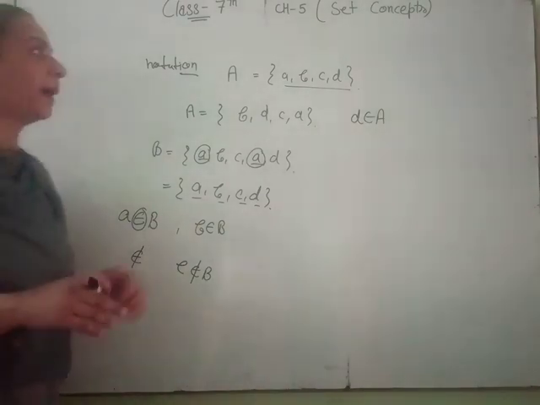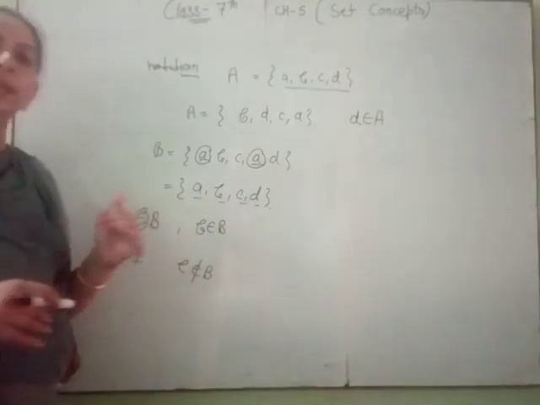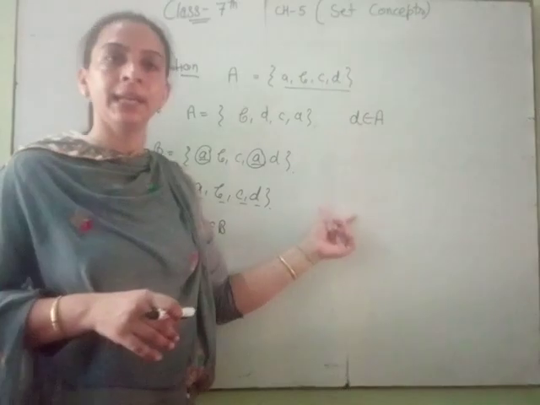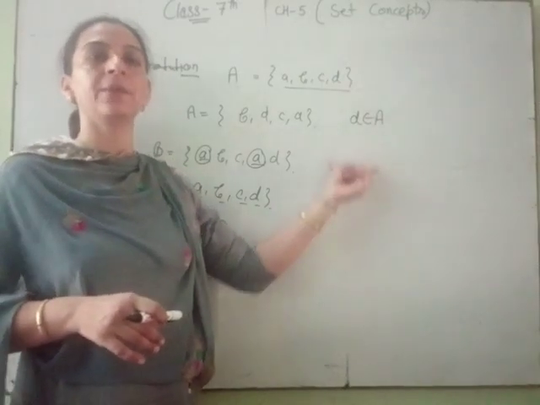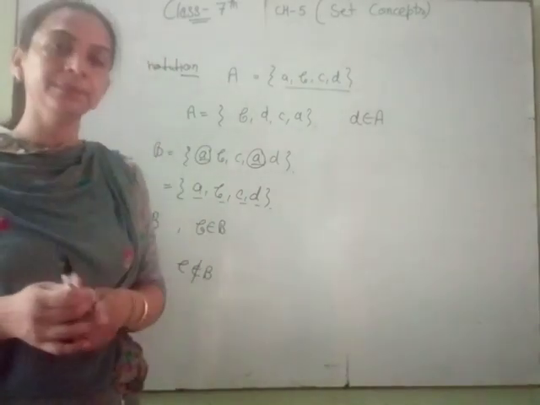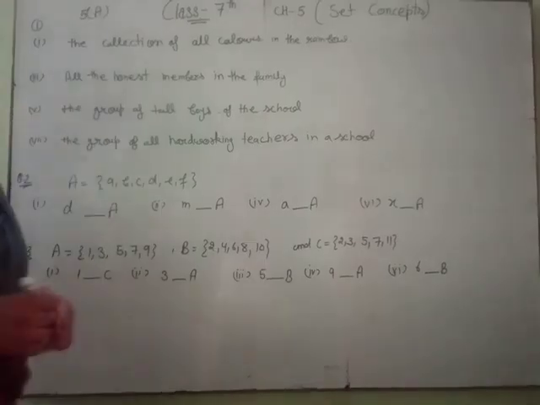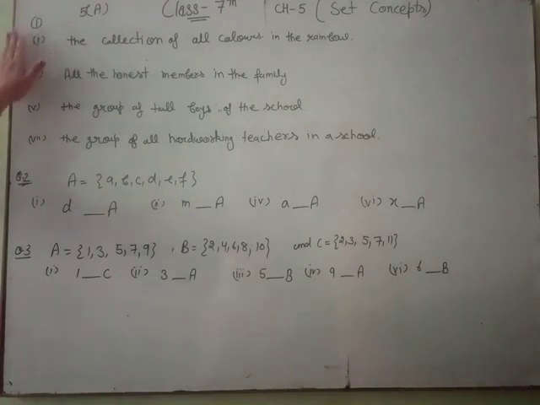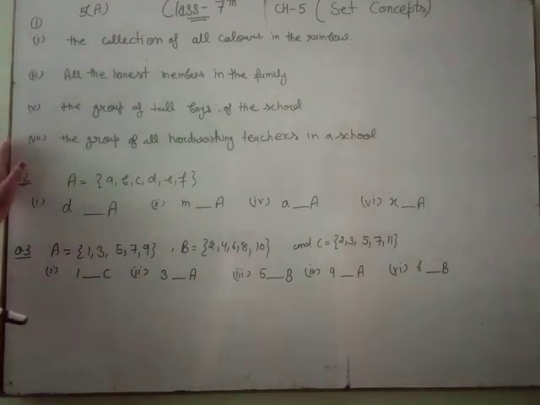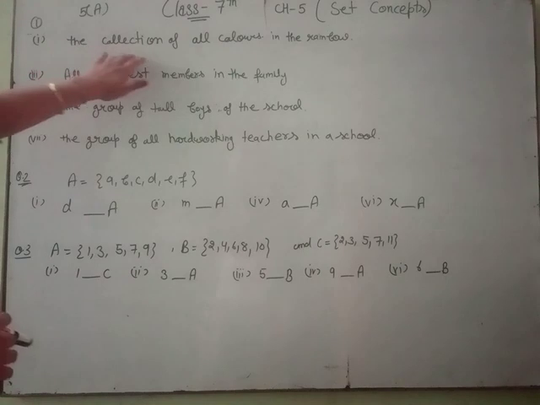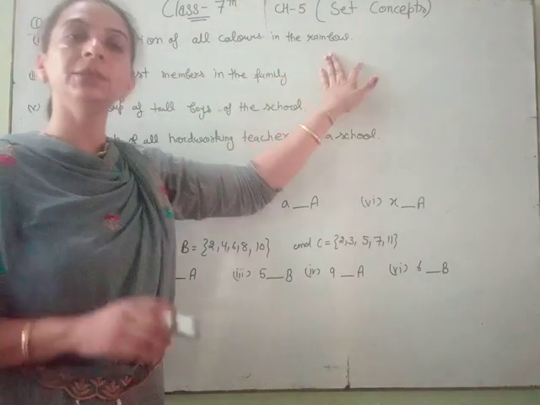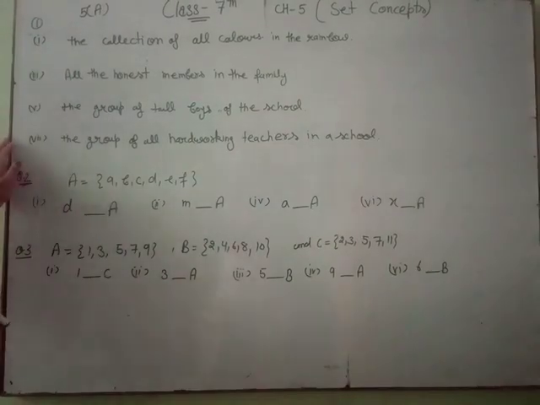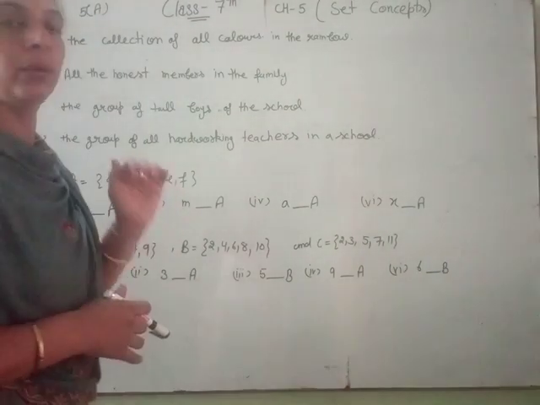Next, students, finite or infinite. We will discuss this in the next exercise. First, I will take some questions from this exercise. These are some questions from exercise 5A. Question number 1 has some parts. First is the collection of all colors in the rainbow. Is this a set or not? There are a total of 4 examples. We have to decide whether these are sets or not.